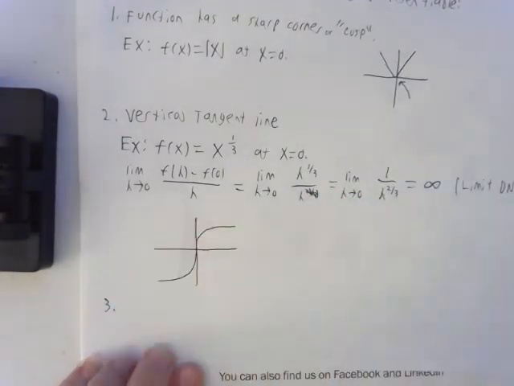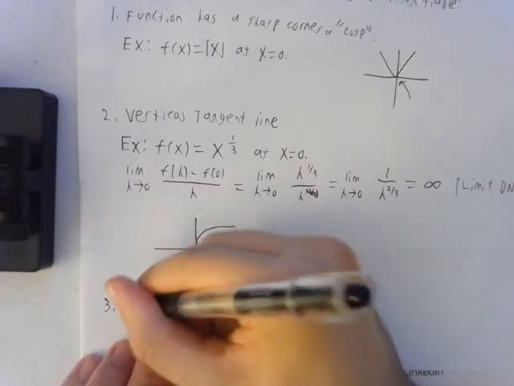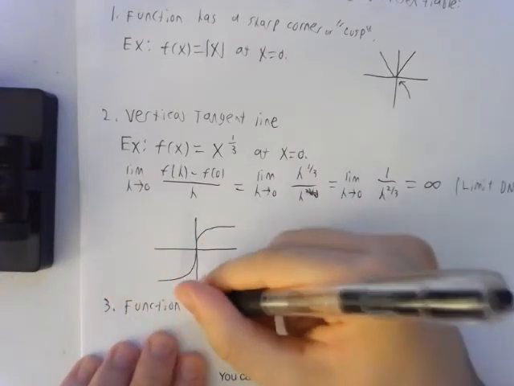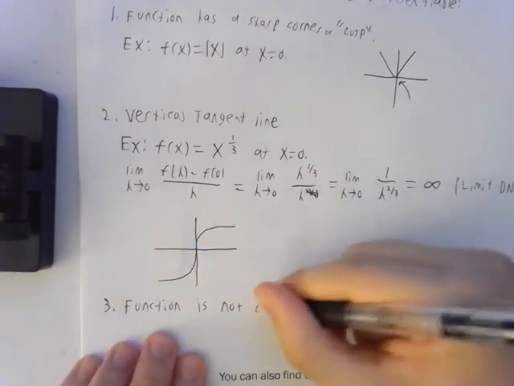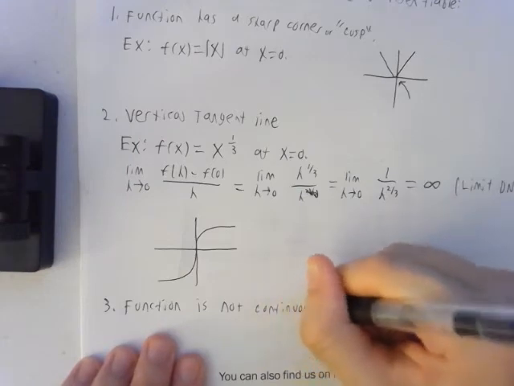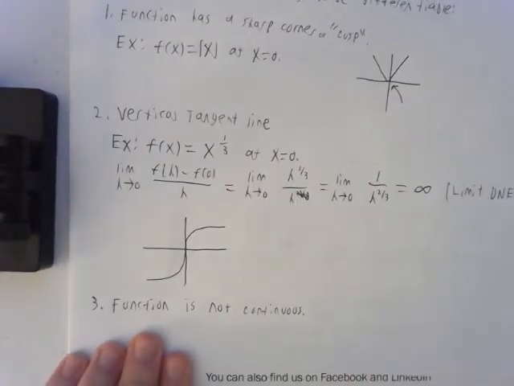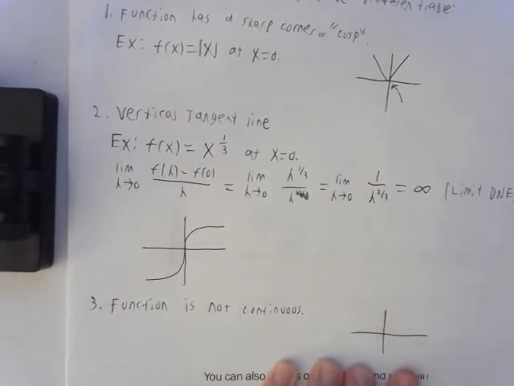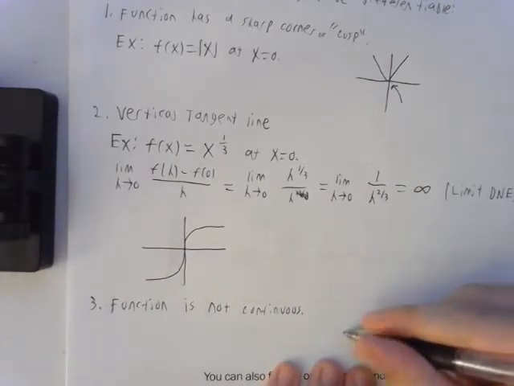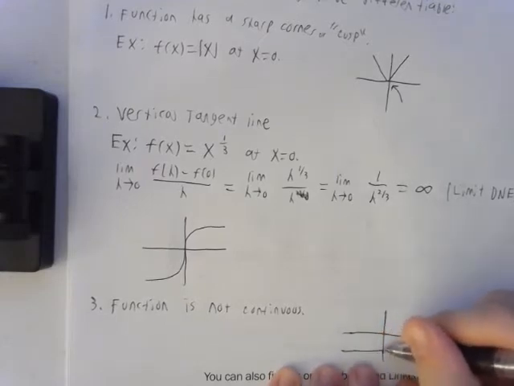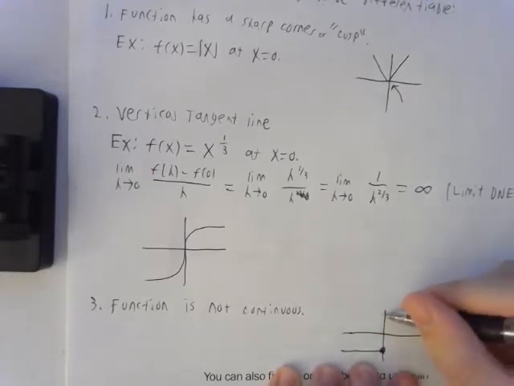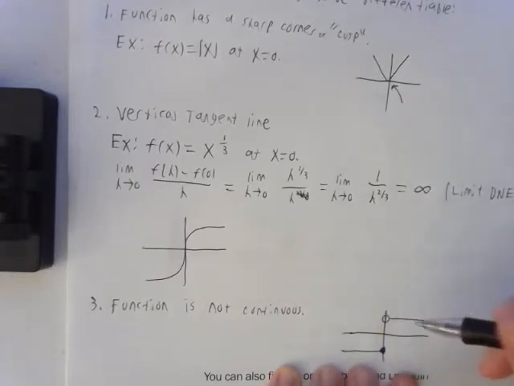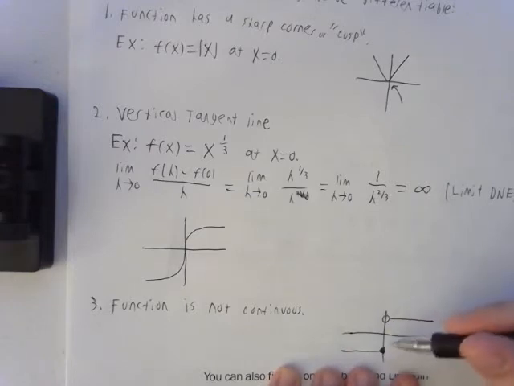So the third thing that can go wrong is the function is not continuous. So of course, you've seen lots of examples of discontinuous functions. Let me just sketch a graph to show what's going wrong. Let's suppose we have a function like this, which has a jump in it. Let's suppose we want to find the derivative at 0. Well, it's the limit of the slope of secant lines.